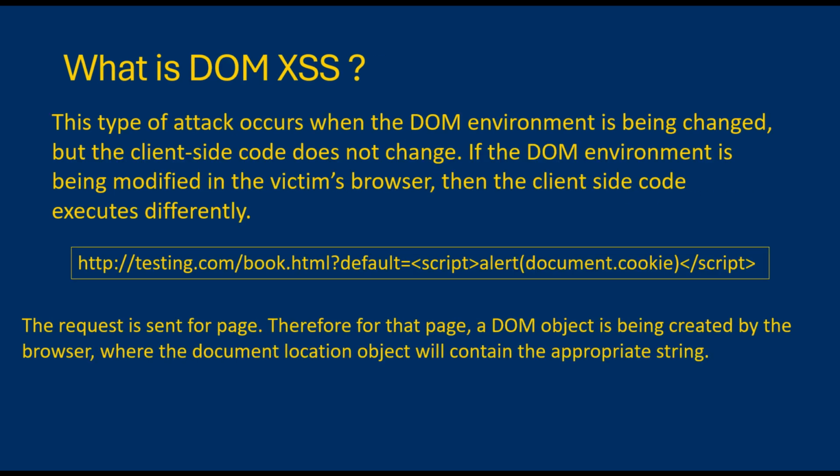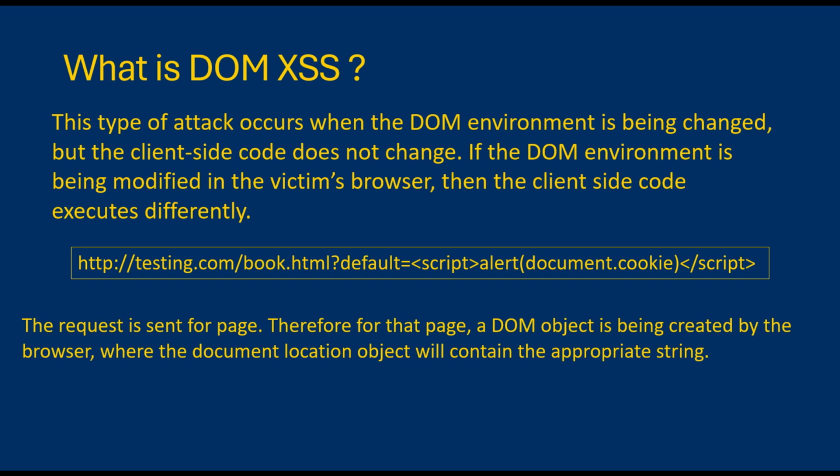DOM-based XSS vulnerabilities usually arise when JavaScript takes data from an attacker-controllable source, such as the URL, and passes it to a sink that supports dynamic code execution. To deliver a DOM-based XSS attack, we need to place data into a source so that it is propagated to the sink and causes execution of malicious JavaScript. With this type of attack, only the DOM environment gets changed.